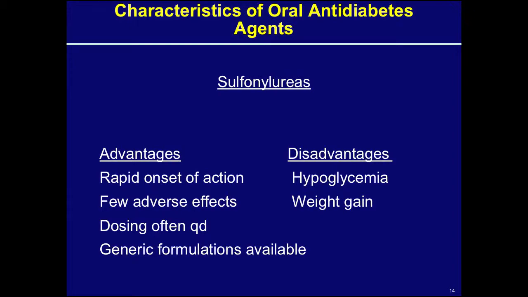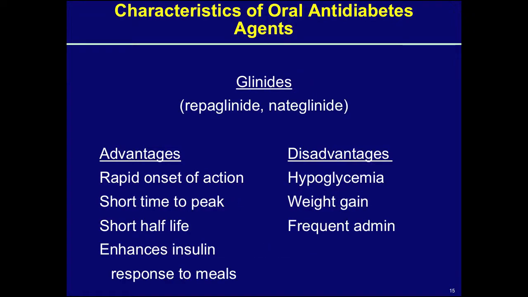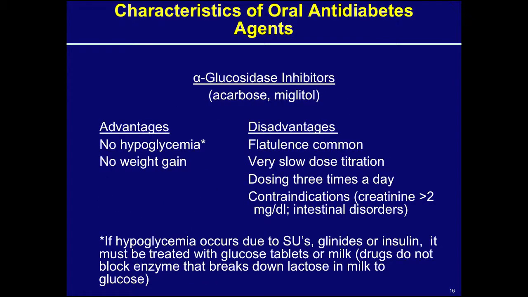Our old friends, the sulfonylurea agents, they work rapidly, except for weight gain and hypoglycemia. They have very little side effects, and of course they're generically available. Glycides they bind to the same receptor that the sulfonylureas do. They cause insulin secretion. They work very rapidly, and the insulin secretion stops more rapidly. And the disadvantage, of course, besides hypoglycemia and weight gain, is they have to be taken 3 times a day before each meal.